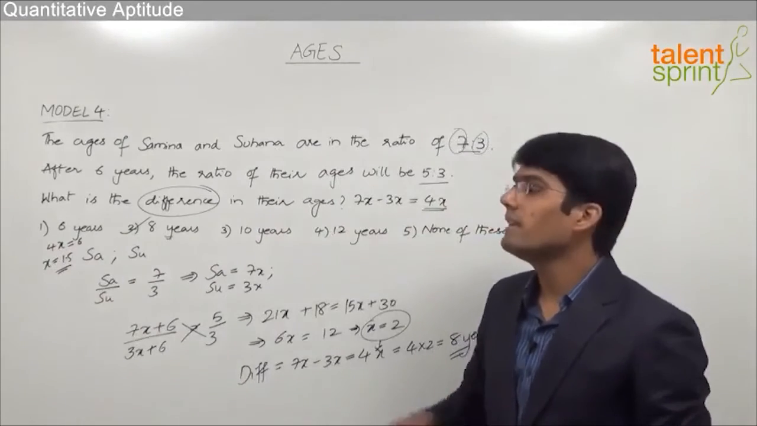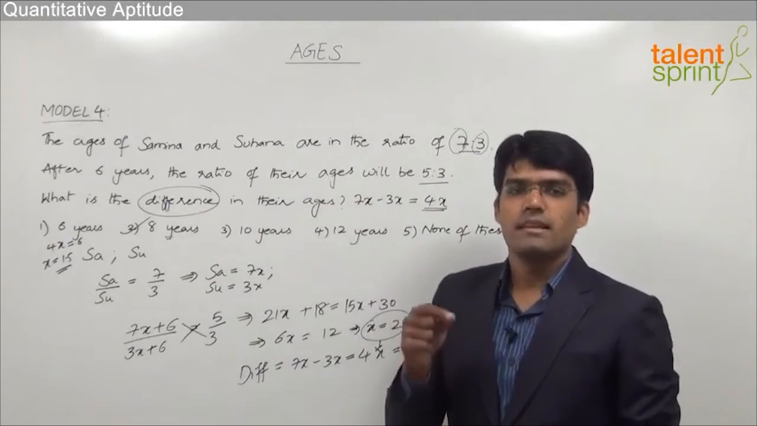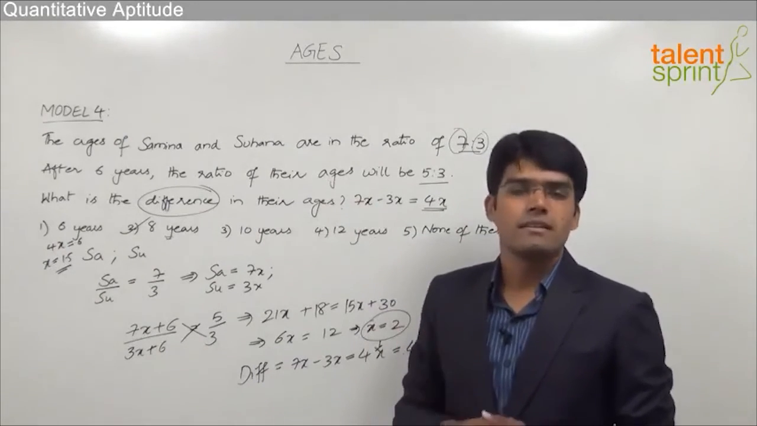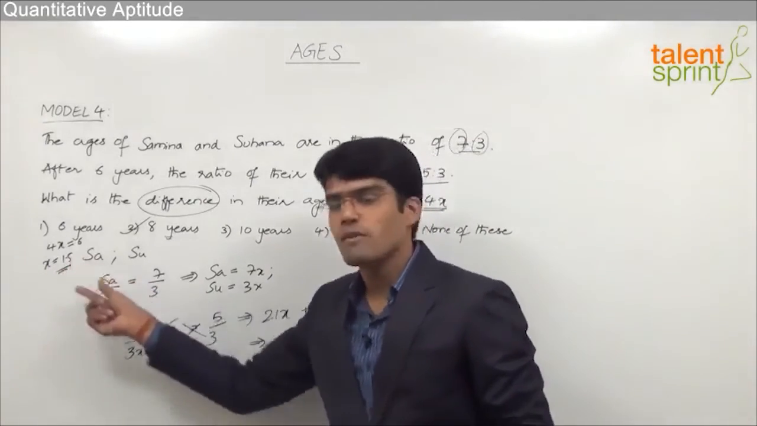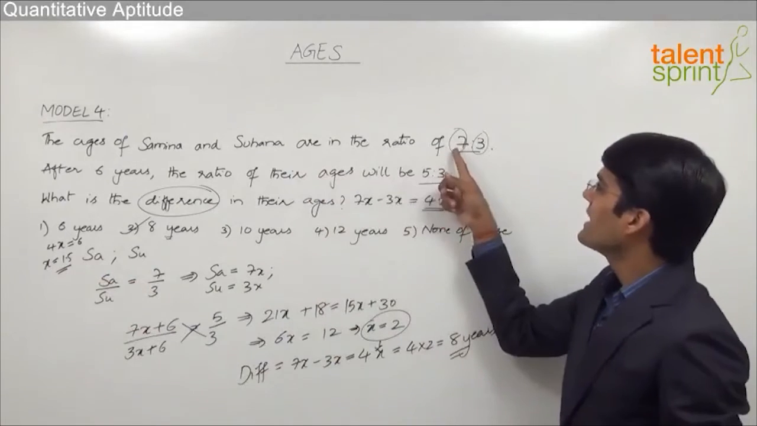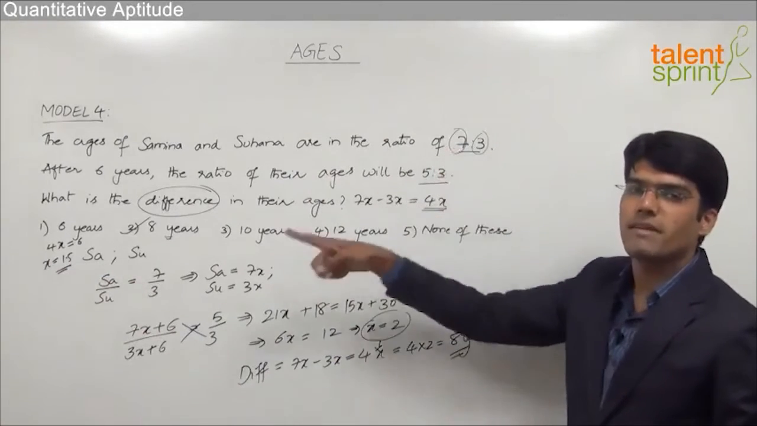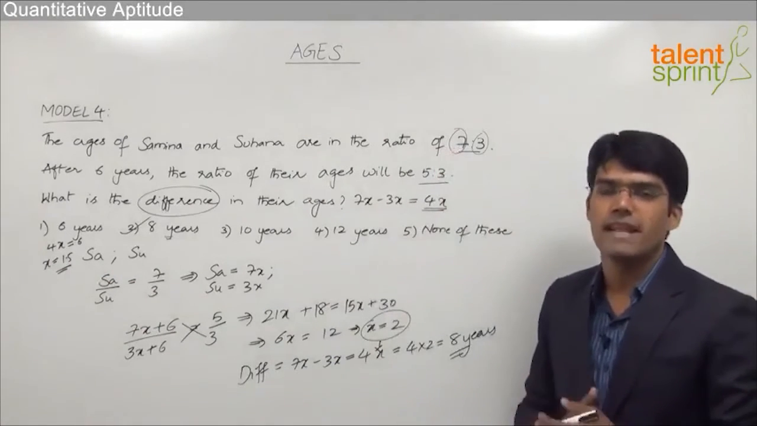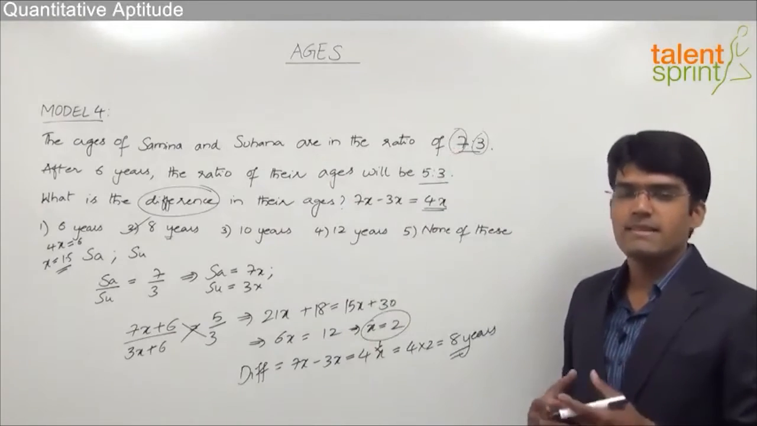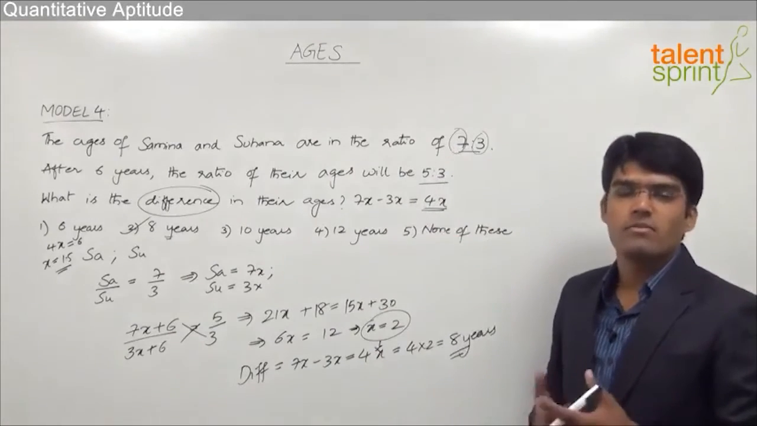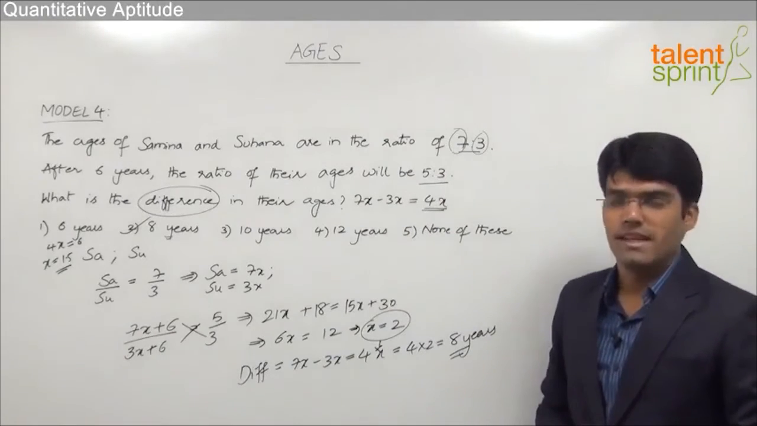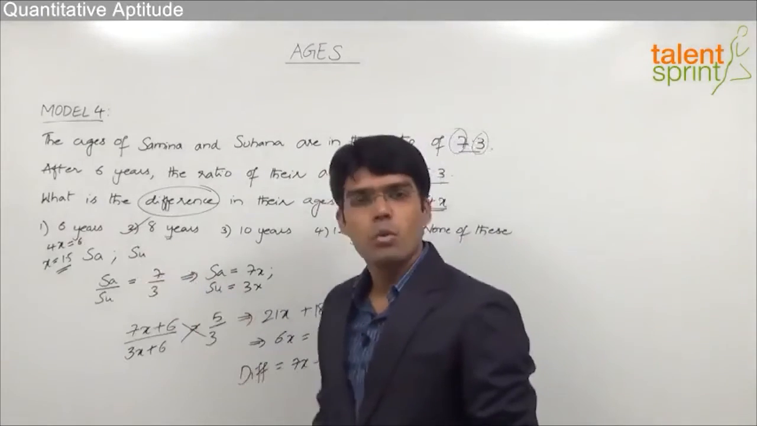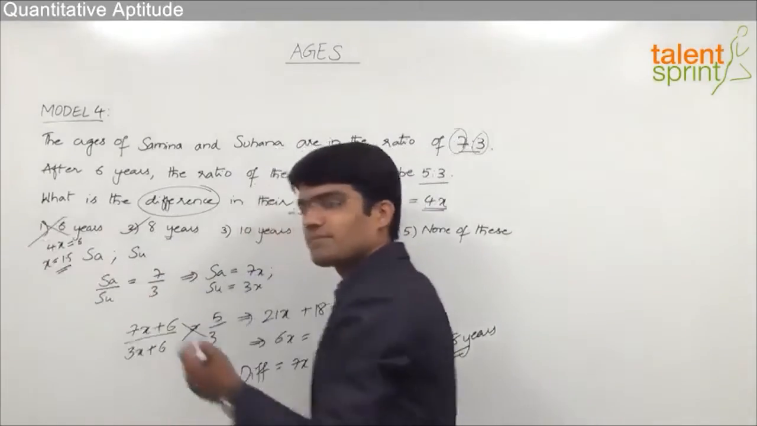But friends, generally in case of ages, the given ages are always in terms of integers. Here, if we take x equals 1.5, Samina's age, that is nothing but 7 parts, will become 7 into 1.5, which is 10.5 years. And since in this topic the ages are always considered in terms of integers, 10.5 is not an integer. And hence we can say that option number 1 cannot be the answer.